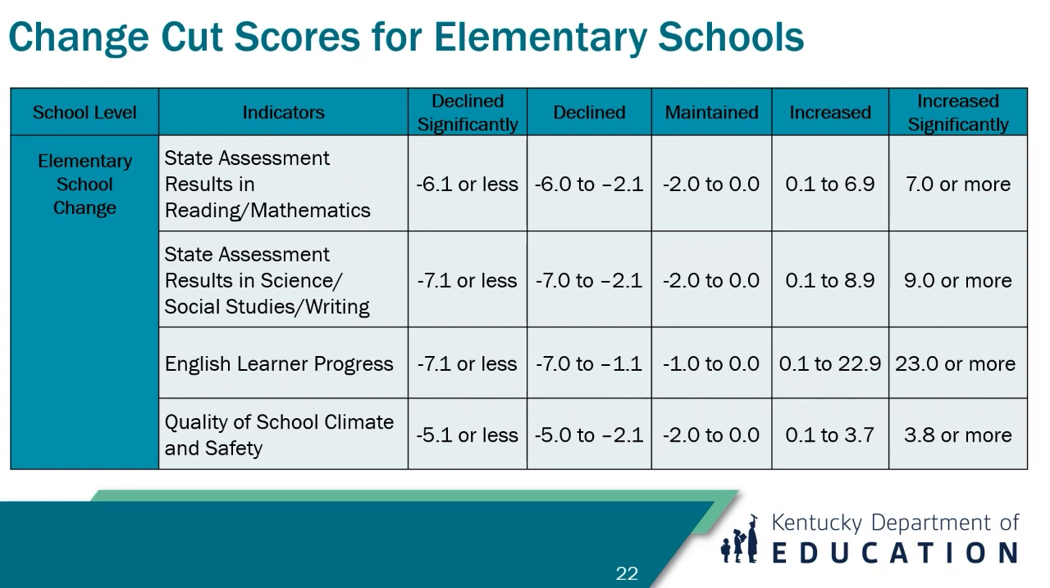Here we can see the change cut scores for elementary schools. Declined significantly is minus 5.1 or less. Declined is minus 5 to minus 2.1. Maintained is minus 2 to 0. Increased 0.1 to 3.7, and increased significantly is 3.8 or more.